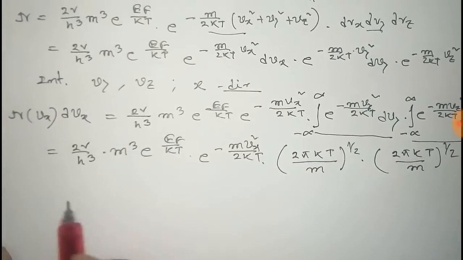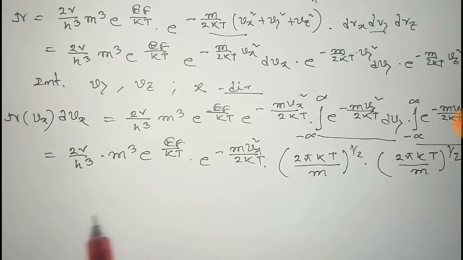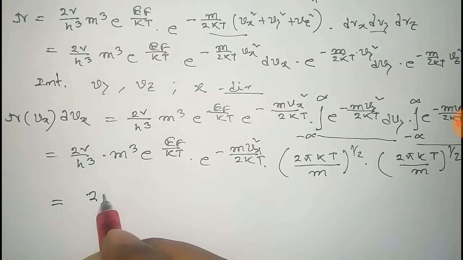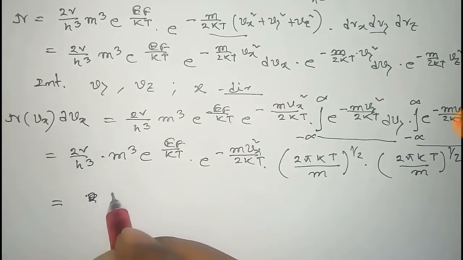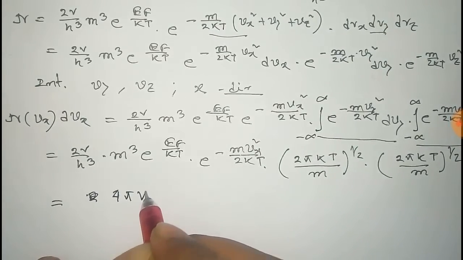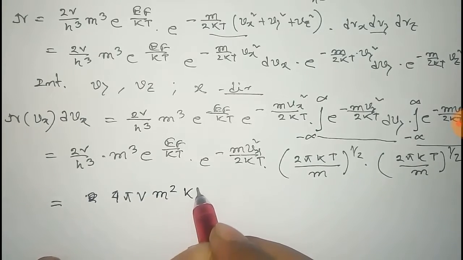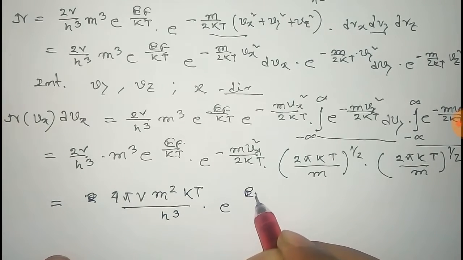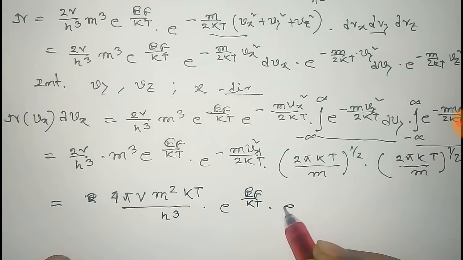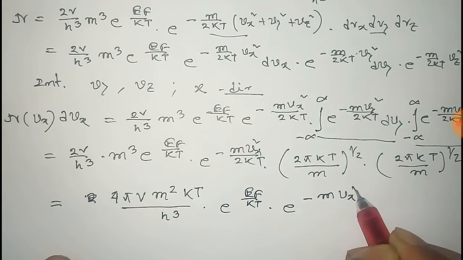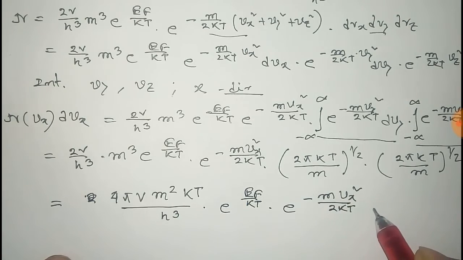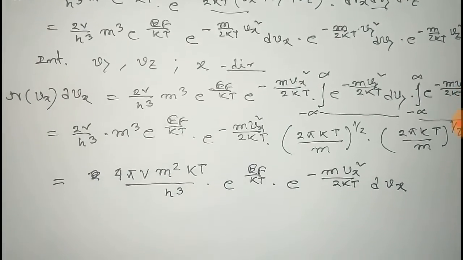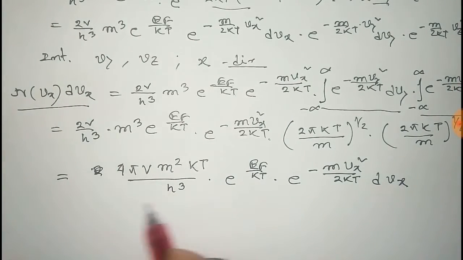Now this is equal to, after simplifying, 4 pi V m square kT by h cube into e to the power Ef by kT into e to the power minus m vx square by 2kT into dvx. Thus we get n(vx) dvx there.